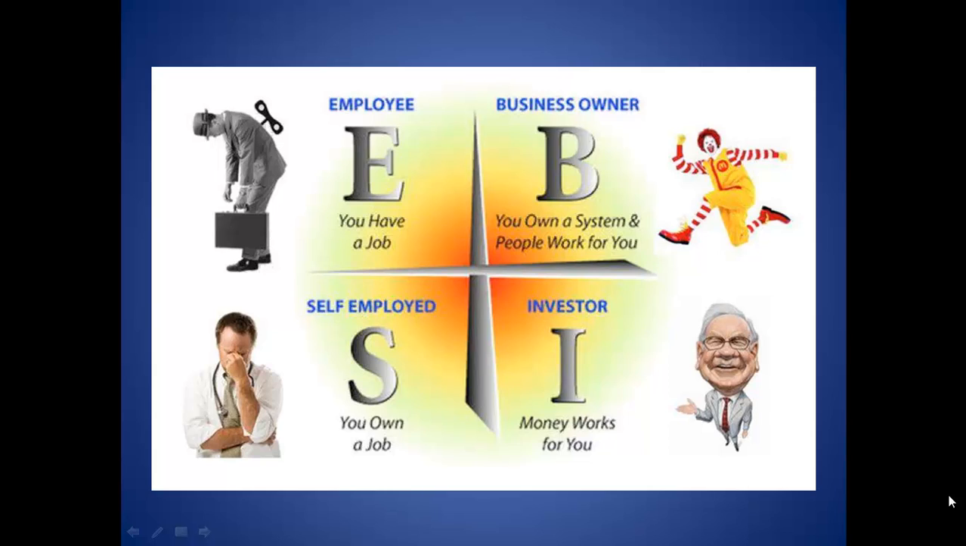And at the bottom right, you're going to see the I quadrant, or the investor quadrant. And that is really where money is working for you, right? That's a very passive form of income. It is residual, and that's where money is really working hard for you.